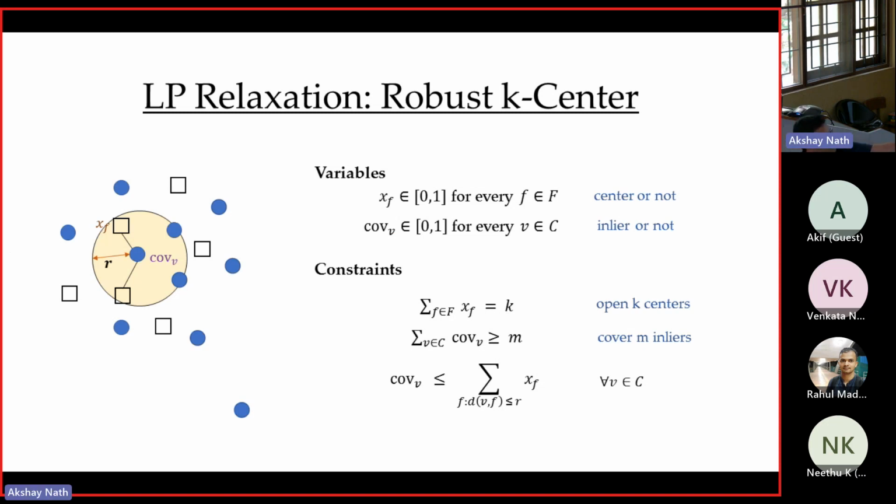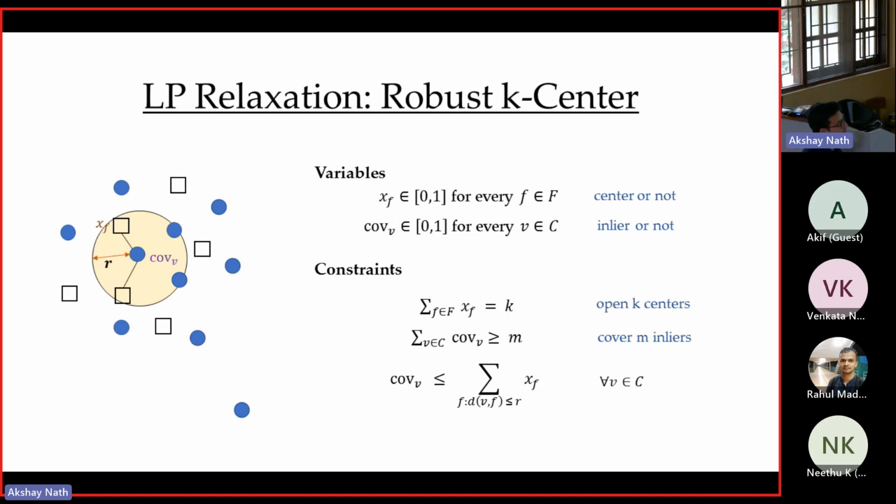What does that say in English? If you don't open enough facilities in my neighborhood, you cannot hope to cover. So that's that. Okay, so again, if you're seeing this for the first time, it feels like, what is going on. But basically in English, it says, if you're covering me, you must be doing so because you opened somebody nearby. Okay, so this is a system of linear inequalities.